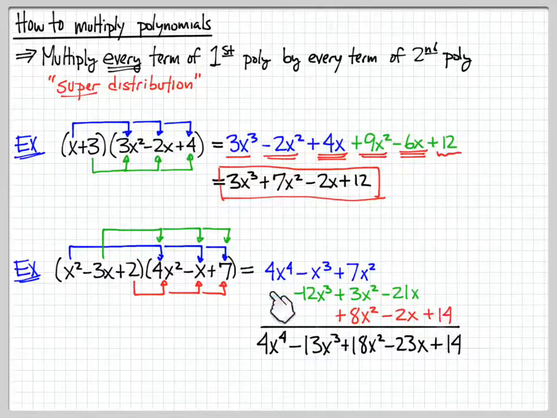You don't need to do this. This is just an organizational tip if you find that this works for you. So I multiplied my x squared term, my 3x term, my 2 term, and then added them all up to get the final answer below.